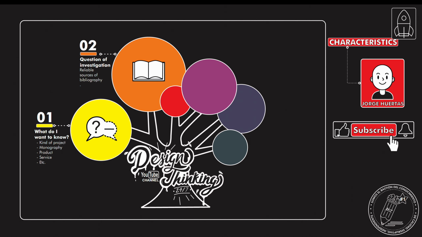After that, you start asking questions of investigation. You need to know if the source that you got is reliable or not. The bibliography that you are looking at is reliable or not, because nowadays and basically always you could find false information, and that is not good for the research.